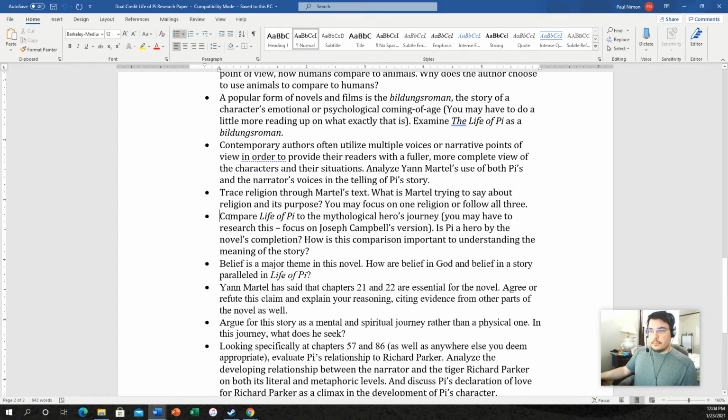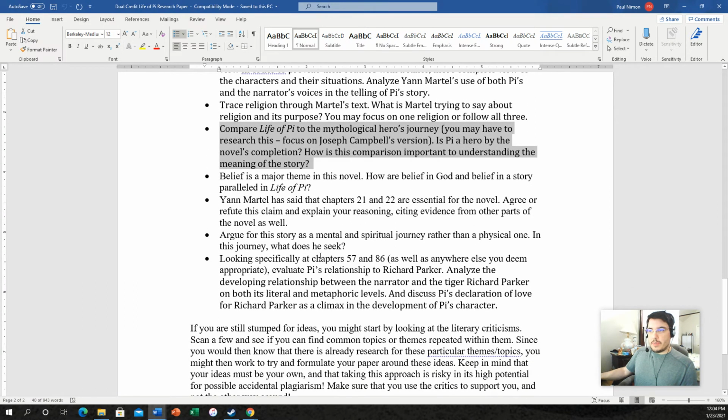Okay, this next one talks about the basic hero's journey. There's a multi-step hero's journey by Joseph Campbell, and there are many, many examples of this in literature. Heck, for example, Star Wars is a classic example of the hero's journey. And there's a multi-step process, somewhere between 6 and 12 steps. I don't remember off the top of my head. But talk to me about those steps and how Pi goes through each of those parts throughout the book.